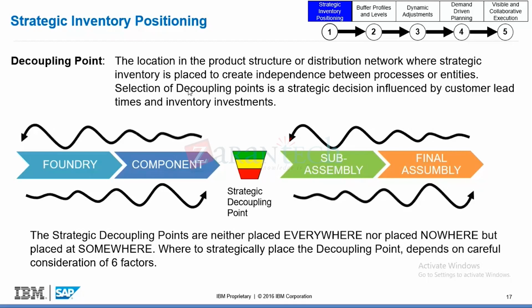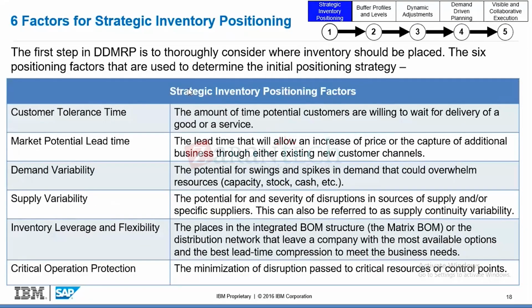It will have to be placed somewhere within the supply chain. So we have to consider some factors while doing this strategic inventory positioning. We have to consider customer tolerance time, the time the customer is willing to wait for the delivery of a product. Market potential lead time, the lead time that will allow an increase of price or the capture of additional business through either existing or new customer channels.